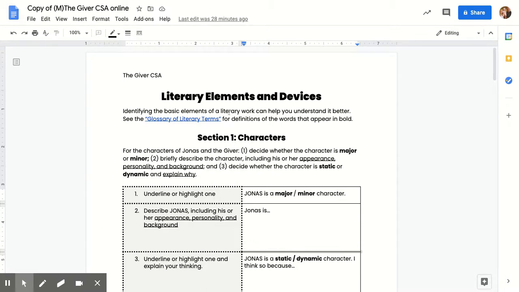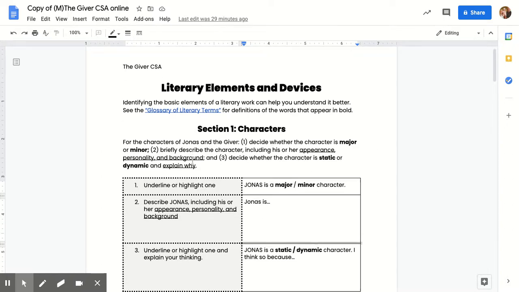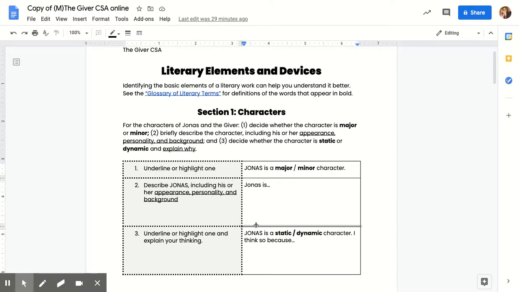Literary elements and devices. Identifying the basic elements of a literary work can help you understand it better. See the glossary of literary terms for definitions of the words that appear in bold. Section 1. Characters. For the characters of Jonas and the Giver: 1. Decide whether the character is major or minor. 2. Briefly describe the character, including his or her appearance, personality, and background. And 3. Decide whether the character is static or dynamic and explain why. Again, all three things need to be filled out for this section.